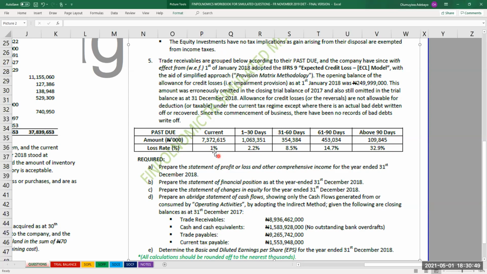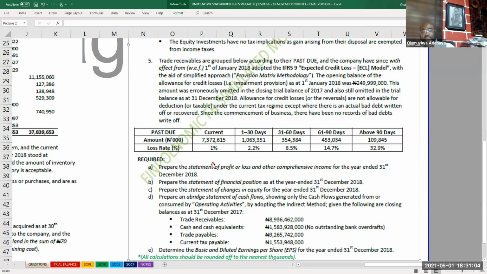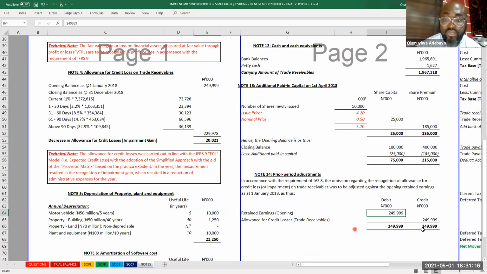So from 1 to 30. Yeah, but they gave us 1% in this case. Okay, 1%. So we calculate 1% of the amount given. That will be the amount to be set aside for provision as a loss allowance. Then for 1 to 30 days, 2.2% is calculated of the amount stated. Like that, we keep doing that till we get to the last. Okay, let's see what we did with that.